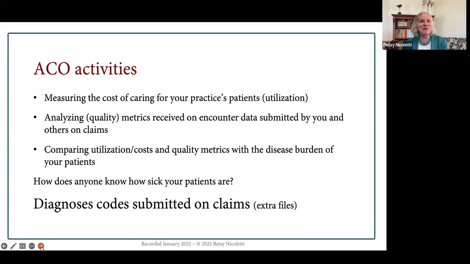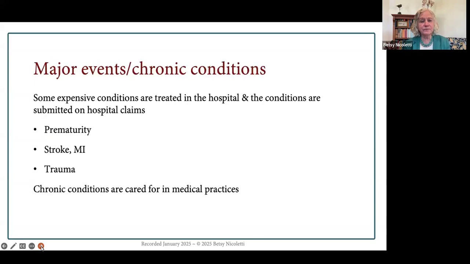And I've never met with a group of physicians, nurse practitioners, or physician assistants who said, oh, our patients just aren't that sick. How we communicate to the payer how sick this population of patients is, and how that might explain the cost and quality metrics, is through the diagnosis codes that get submitted on the claim form, and in some groups submitted within an extra file at the end of the year.